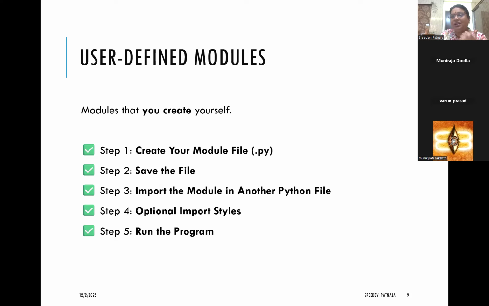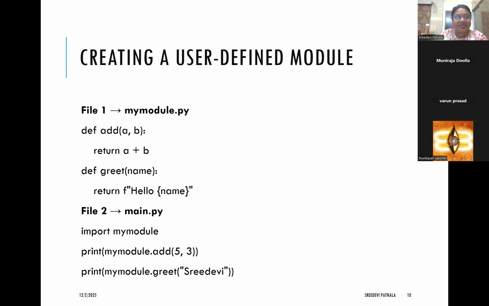The second program has to be run, not the first program, which is why after importing in that program you have to run that. So your module is done. That's about it. For example, I have given my module.py. One example I will tell. Within file one, I created a Python file and I have given my module.py. In that, add is a function which returns a plus b, and the second function is greet, which takes name as a parameter and returns hello Sri Devi Patnala, something like that.